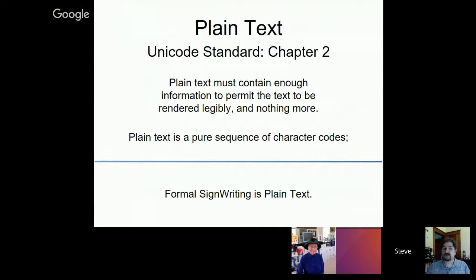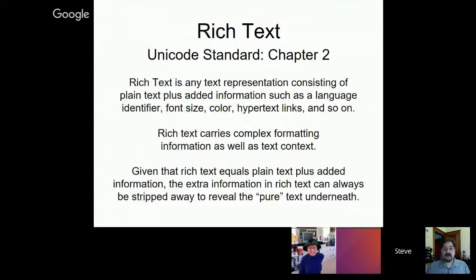The Unicode Standard also says that plain text is a pure sequence of character codes. And again, that's what formal sign writing is. We have a sign written as a word, which is a string of characters, or a sequence of character codes. Sign writing, or formal sign writing, is plain text.